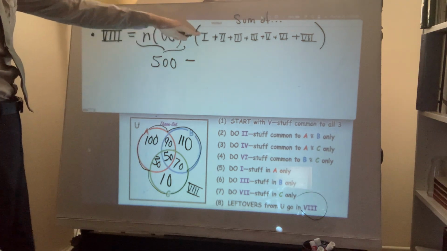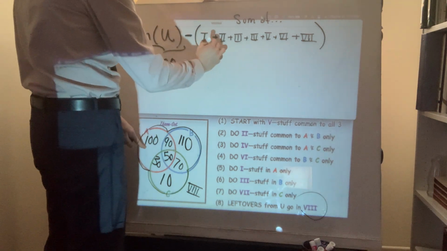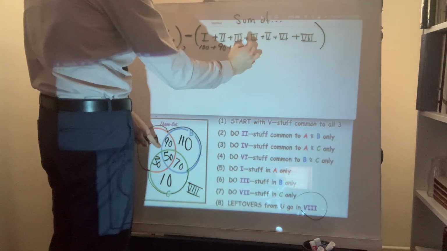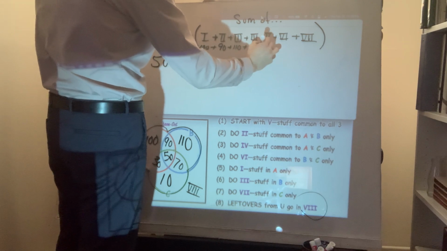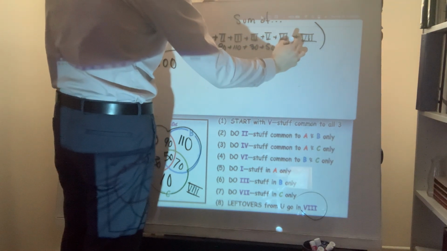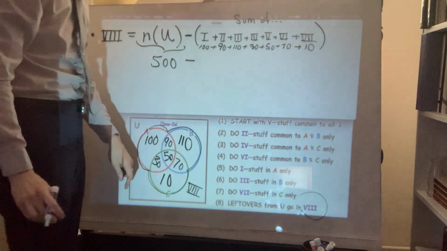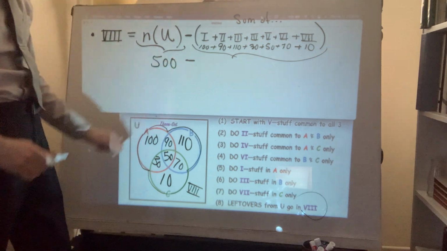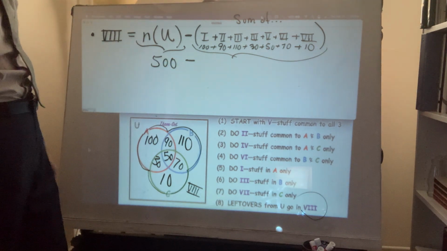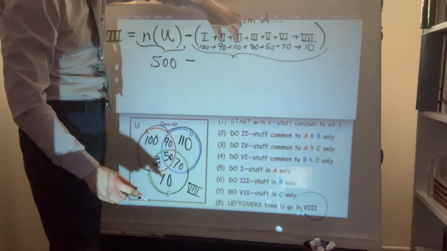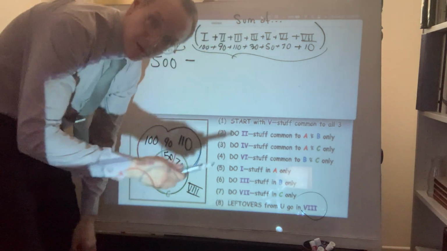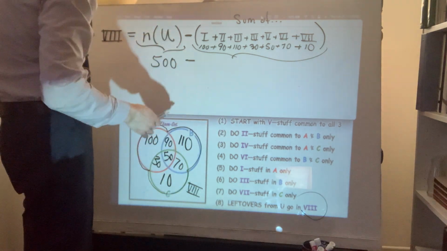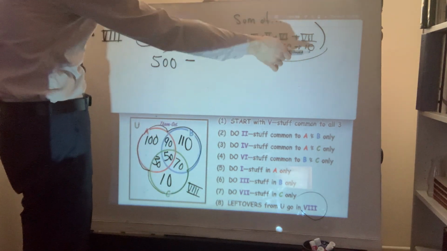The number of people in region 1 is 100, 2 is 90, 110, 30, 50, 70, and 10. So I'm going to figure out what that adds up to, and then we'll subtract one time rather than several times. So let's see what works out here. When you have a bunch of things being added, remember there's a commutative property of addition, so you could add them in any convenient order as long as you do all of them.